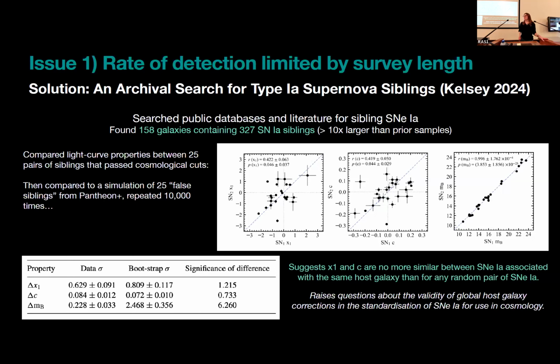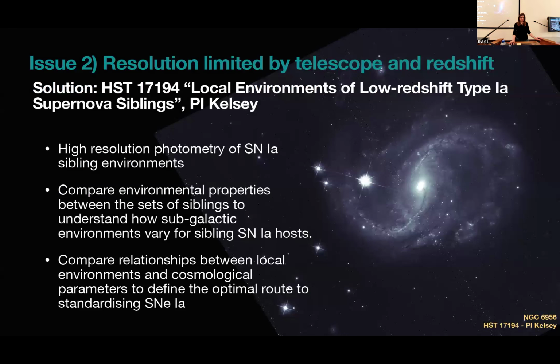There was a further analysis. I said, okay, now let's take ones that are at similar redshift and see if this relationship still holds. Even when I compared random supernovae at the same redshift, their stretches and colors were still not correlated in any way, shape, or form. That really raises questions about the validity of these host galaxy corrections when we're using Type Ia for our cosmology, and emphasizes maybe why we should be looking locally instead.